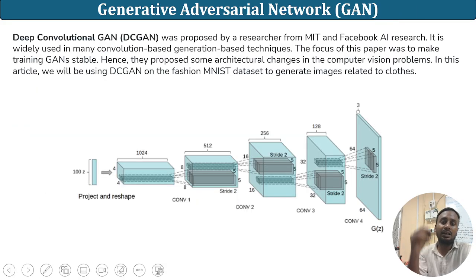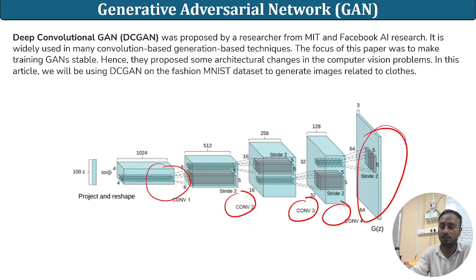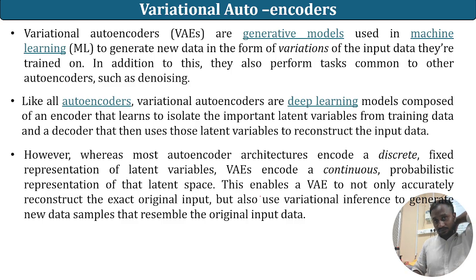So DCGAN, how is the convolution there? 1, 2, 3, 4. Then we have the generator and all. Now we'll come to one more model, the variational autoencoder. It's actually a generative model.